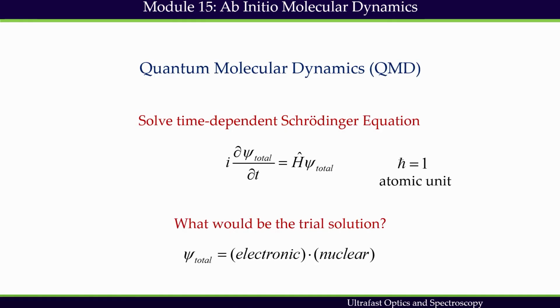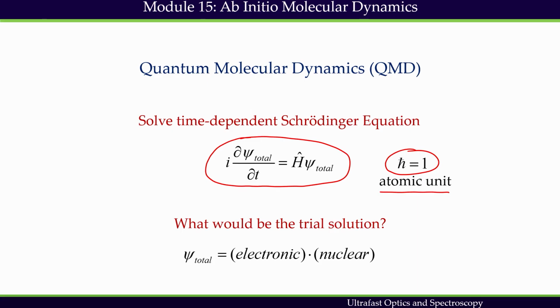In any quantum molecular dynamics, we begin with the time dependent Schrodinger equation. The time dependent Schrodinger equation reads as follows: i times the derivative with respect to t of the total wave function is equal to the Hamiltonian acting on the total wave function. Here atomic units are used. In atomic units we consider the reduced Planck constant ħ to be 1.